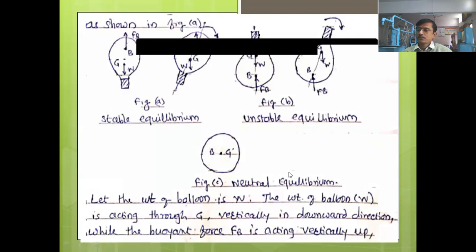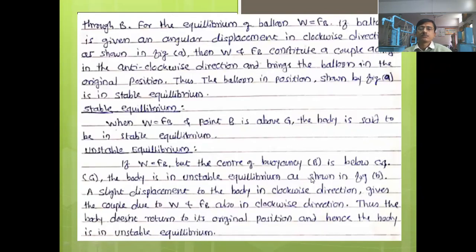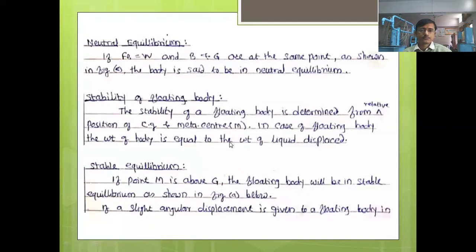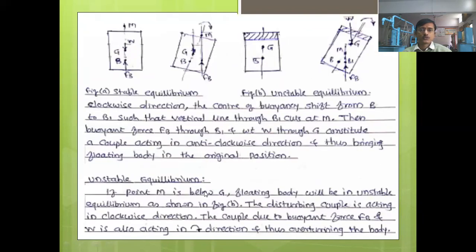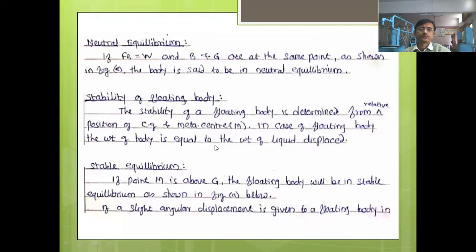So these were the conditions of equilibrium for the submerged body. Now let us see the condition of equilibrium for the floating body. On this particular slide, the explanation whatever we have discussed has been given here, and now we are going to see the conditions of equilibrium for the floating body.